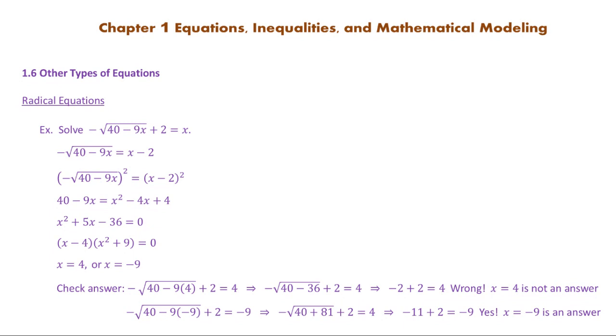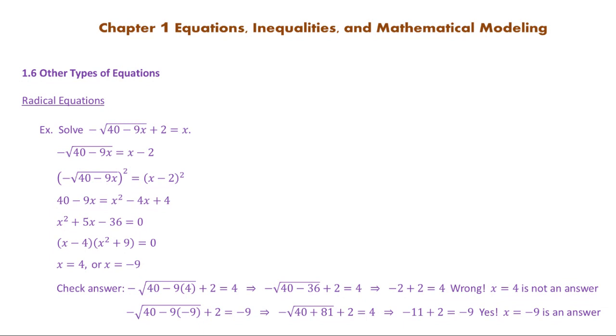And the reason is, as I said, when we square both sides of the equation as we solve the equation, we actually changed the equation itself. We brought out extra solutions to the original equation. All right. So x equal to 4 is not a solution to the original equation.